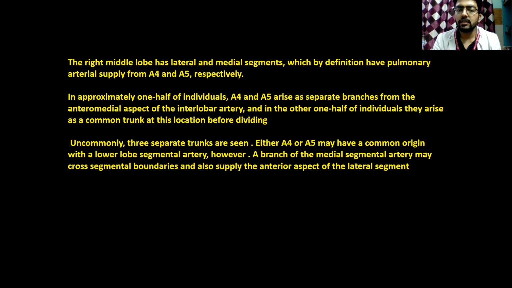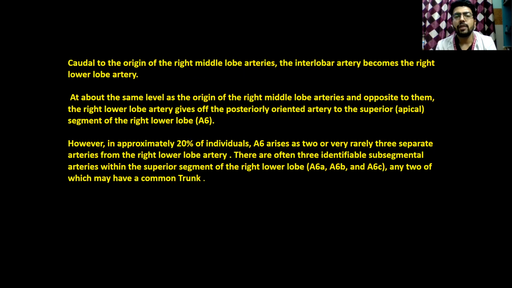Uncommonly, three separate trunks are seen, either A4 or A5, or may have a common origin. With a lower lobe segmental artery, however, a branch of the medial segmental artery may cross segmental boundaries and also supply the anterior aspect of the lateral segment. Caudal to the origin of the right main middle lobe artery, the interlobar artery becomes the right lower lobe artery, at about the same level as the origin of the right middle lobe arteries and opposite to them.